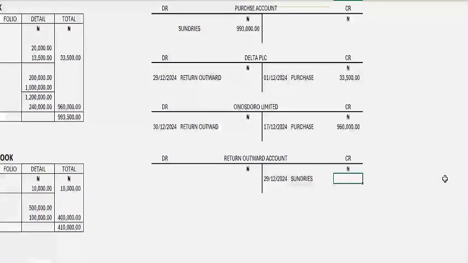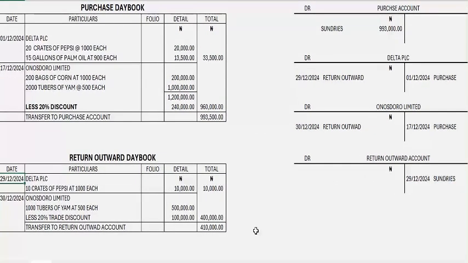Our account is giving out 410,000 naira, an amount of money. So who is receiving this 410,000 naira? This Delta PLC and Unozuru Limited. They're the ones receiving, so it's going to go to their debit side. 29th of 12, 2024, return outward, referencing return outward. You have here how much? 10,000. That 10,000 will reduce our indebtedness to Delta PLC.